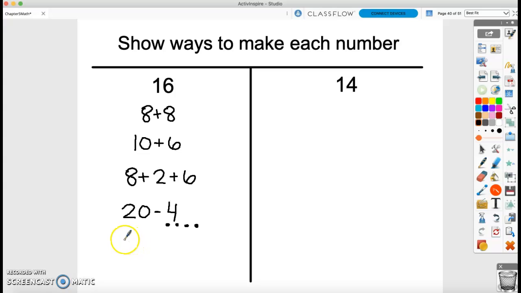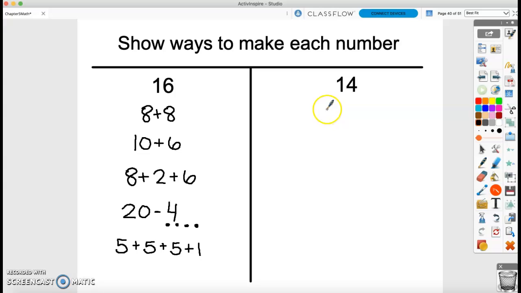If I start with 5s, I could do another 5. So 5, 10, 15, but we can't add a 5. We just have to add 1 more to make 16, and that's adding 4 numbers. All right, let's go over to 14, and let's try to do that.